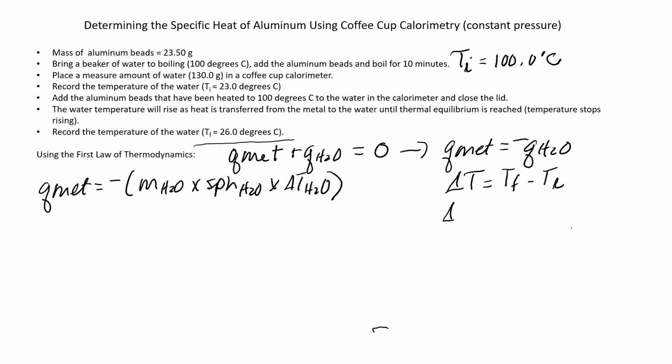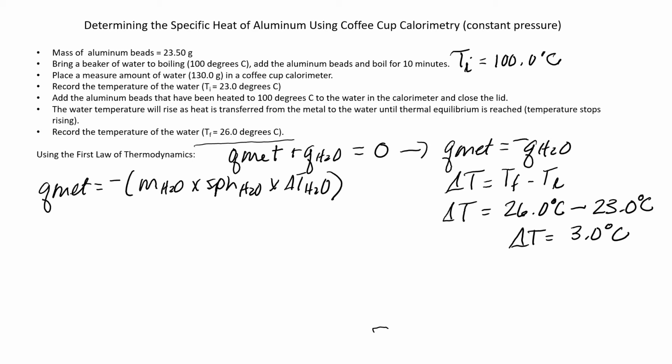We have to calculate delta T, which again is T final minus T initial. So our delta T equals T final for the metal is 26. I'm sorry, for the water. Oh, I'm going the other way. T final for the water is 26. Yeah, I was right. I was confused in my head. T final minus T initial of the water, which was 23 degrees Celsius. So our delta T for the water is 3.0 degrees Celsius.